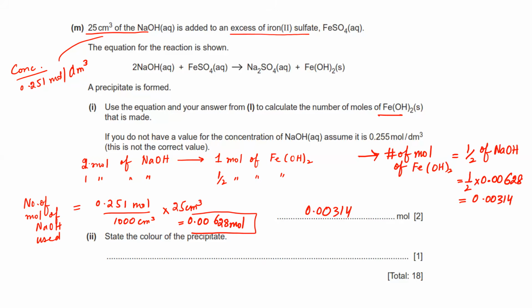Then it says state the color of the precipitate. So for the color of the precipitate, remember this is iron. Iron has 2 precipitates, iron 2 positive and iron 3 positive. So iron 2 positive are the green ones and iron 3 positive are the reddish brown ones. So this is the iron 2 precipitate. The precipitate is a green precipitate.